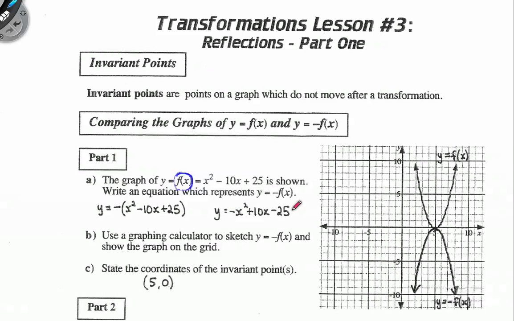Now what does that look like? Using a graphing calculator you can sketch it. This is what it would look like. State the coordinates of any invariant points. Well, you'll find it's just this point right here at 5, 0.